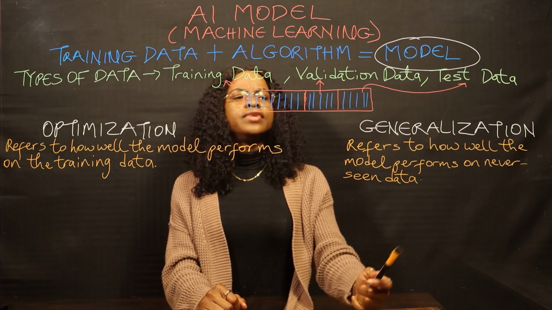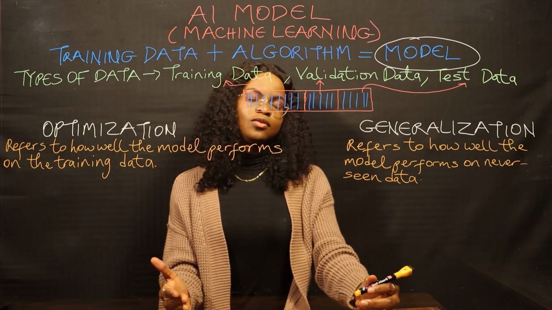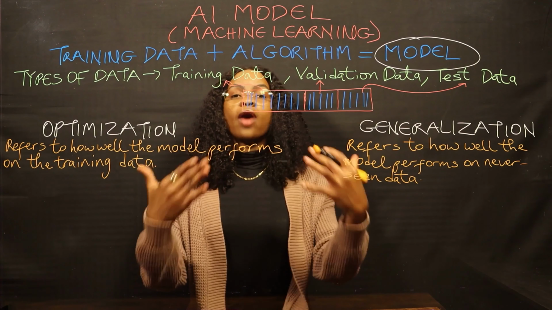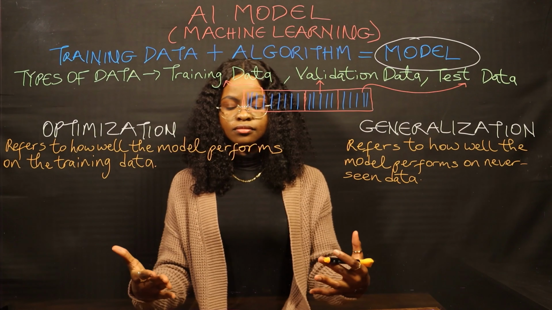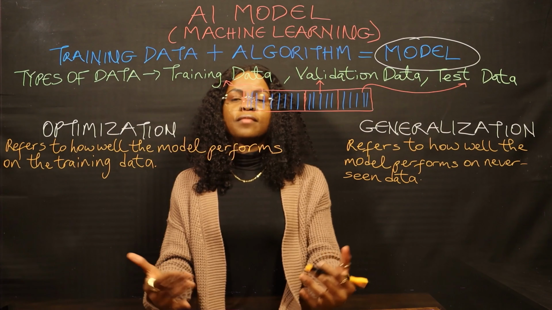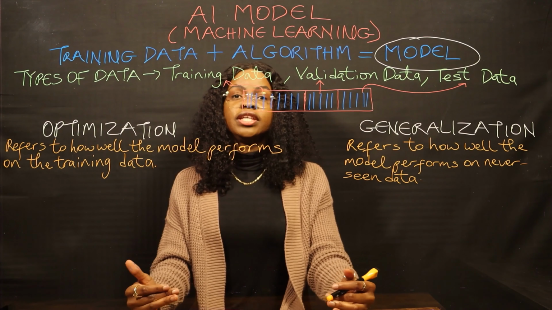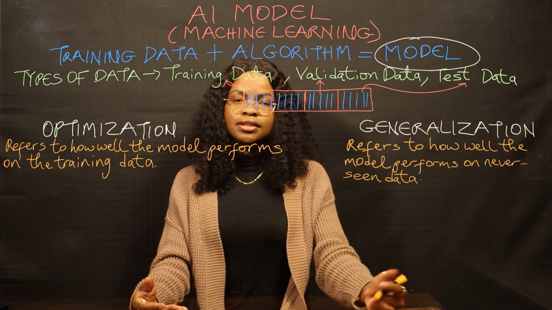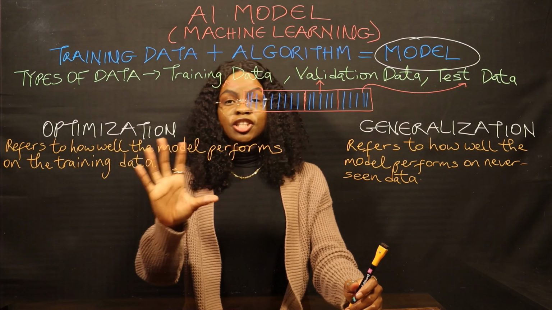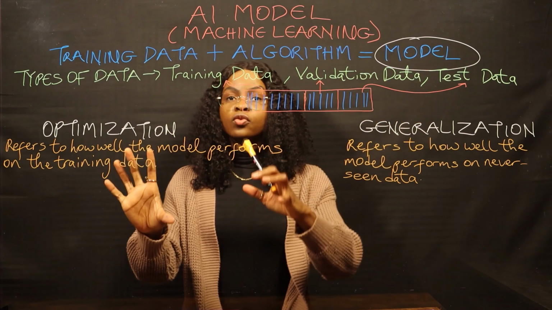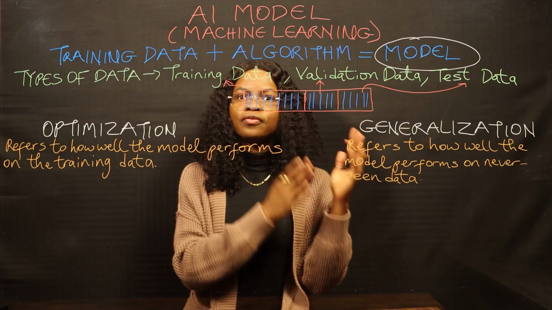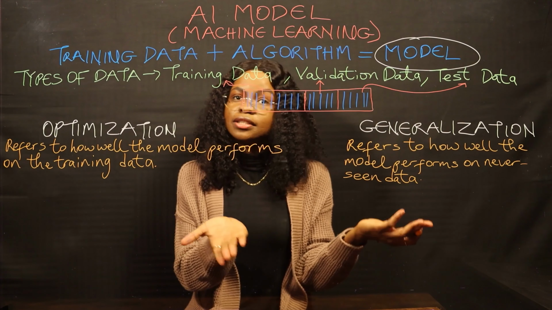But we can't really control this. Just the way in life, you can't control things that are outside of your purview, outside of your abilities as a human being. You only can do what you can do, and you leave the rest to God. So optimization, we can control how well the model fits to the training data, but we can't control how well it performs on never seen data.